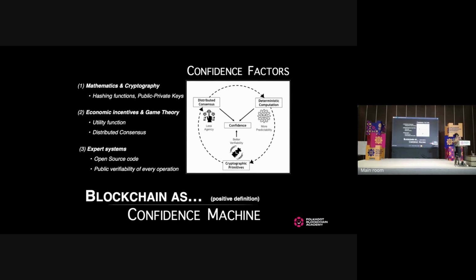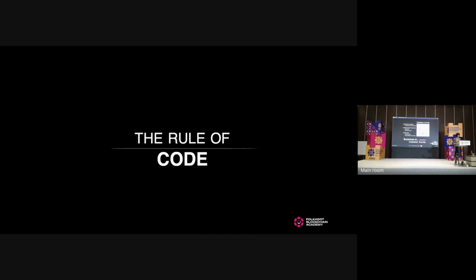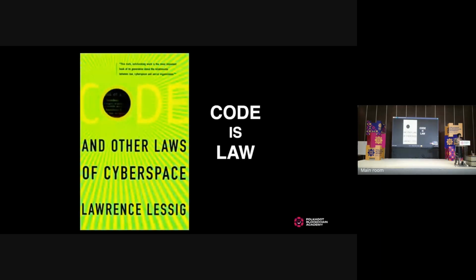So this whole thing brings us to an important consequence, which we call the rule of code. Back in 1999, Lawrence Lessig, a pioneering academic from Harvard, wrote the book Code and Other Laws of Cyberspace, in which he claims that code is law. And with this claim, what he's saying is that increasingly, instead of relying on laws and regulations as a way of governing the behavior of people on the internet, we are increasingly moving to using code that actually dictates what can or cannot be done on the internet.